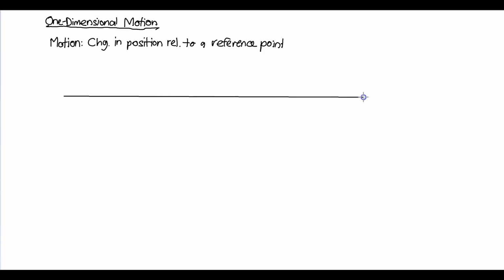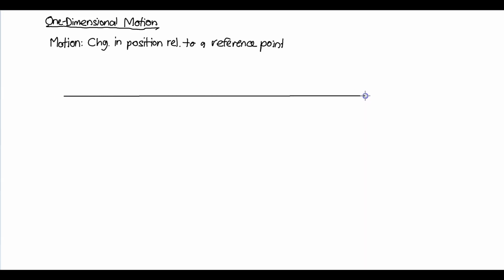Motion, I would say, is the change in position of an object relative to a reference point. So it's the change in position relative to a reference point. So if your position does not... well, what is position? Position is basically your location relative to a reference point. And you can use that in one-dimensional motion using a number line type thing.